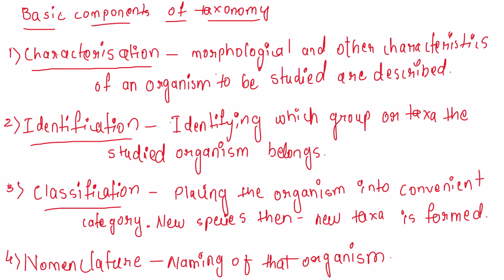Next comes basic components of taxonomy. I think we have already discussed characterization, that is, morphological and other characteristics of an organism to be studied are described. We have seen any species or organism, looking at its morphological or any other characteristic, we define that organism to be so and so. Then identify, based on what all characters we have observed, which group or taxa the studied organism belongs to. Now next is classifying.